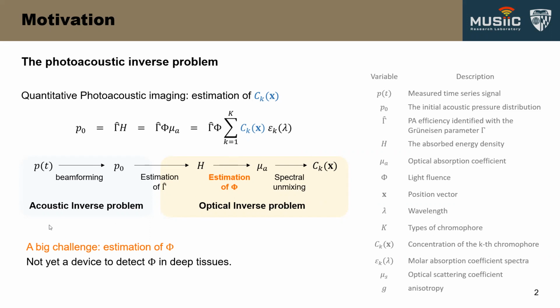The estimation starts from reconstructing the measured photoacoustic signal P of t to the initial pressure P null in the acoustic inverse problem, followed by the estimation of gradation parameter, the optical light fluence, and spectral unmixing sequentially in the optical inverse problem to finally get the concentrations. A critical challenge in quantitative photoacoustic imaging nowadays is the estimation of optical fluence in deep tissues especially, because there is not yet a device to do so.